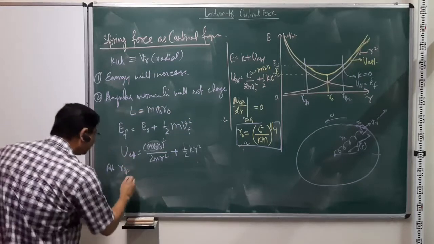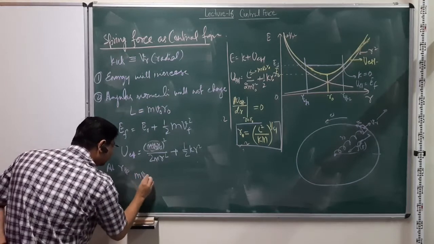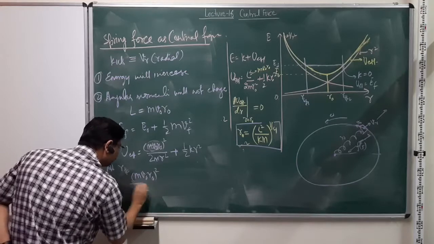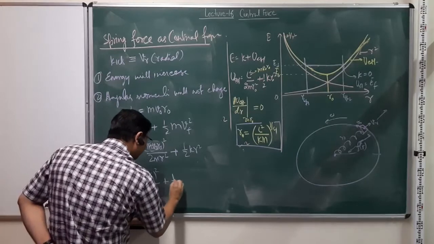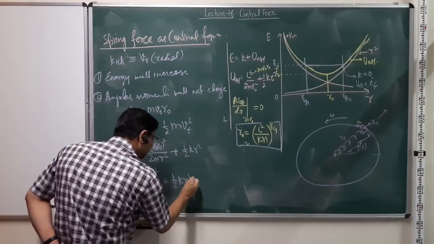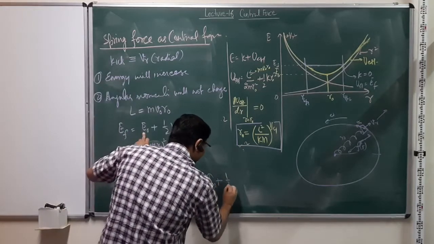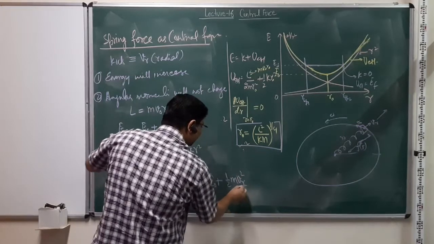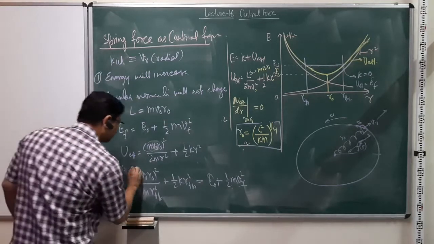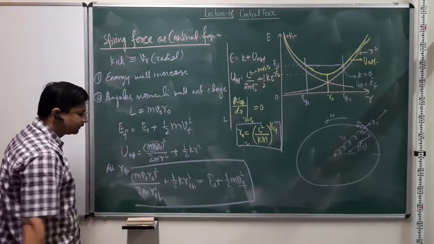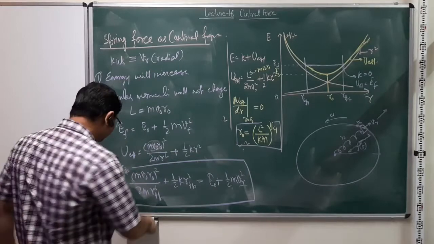But anyway, at RTP, we know that the kinetic energy is 0, so U effective, which is m V0 R0 square over 2m R TP square plus half k R TP square, is equal to this value E0 plus half m VR square, where VR is the velocity that is given, or the thrust that is given. So now you can solve this and find out what these RTP are.